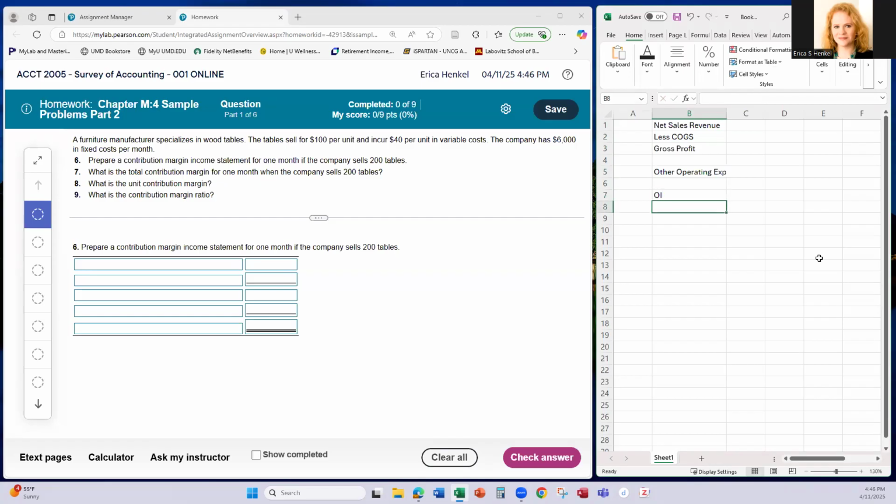And then from there, we might subtract other non-operating expenses and taxes to arrive at net income. Okay, so that's a regular financial orientation income statement.